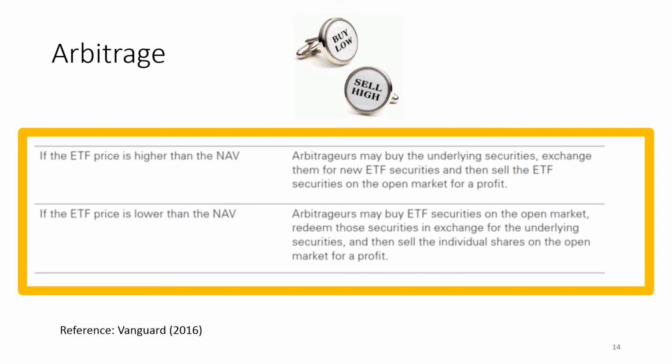If the exchange-traded fund price is higher than the NAV, arbitrageurs will simultaneously sell the exchange-traded fund, buy the underlying stocks, and exchange the stocks for new exchange-traded fund to cover their short position in exchange-traded fund. On the other hand, if the exchange-traded fund price is lower than the NAV, arbitrageurs will buy the exchange-traded fund in the open market, redeem those securities in exchange for the underlying stocks, and then sell the stocks in the open market for a profit.